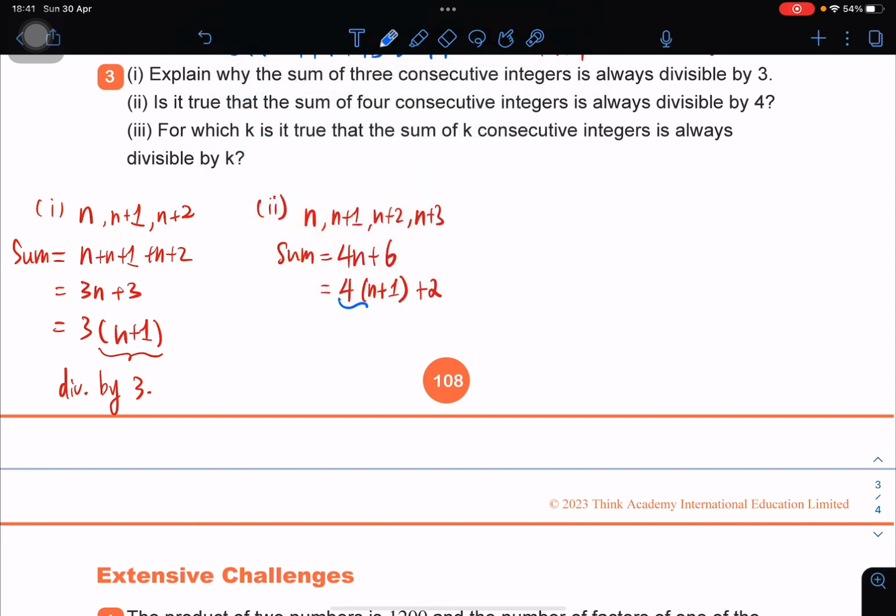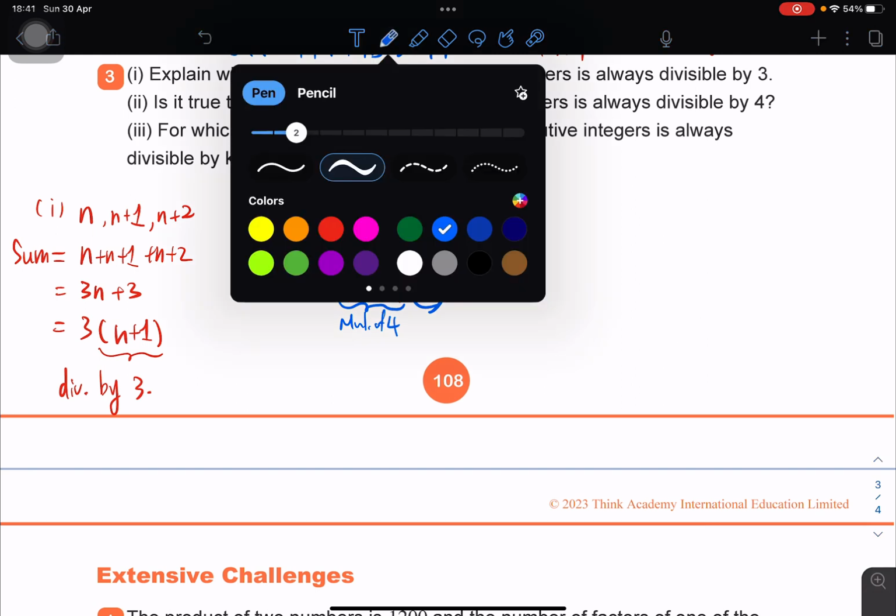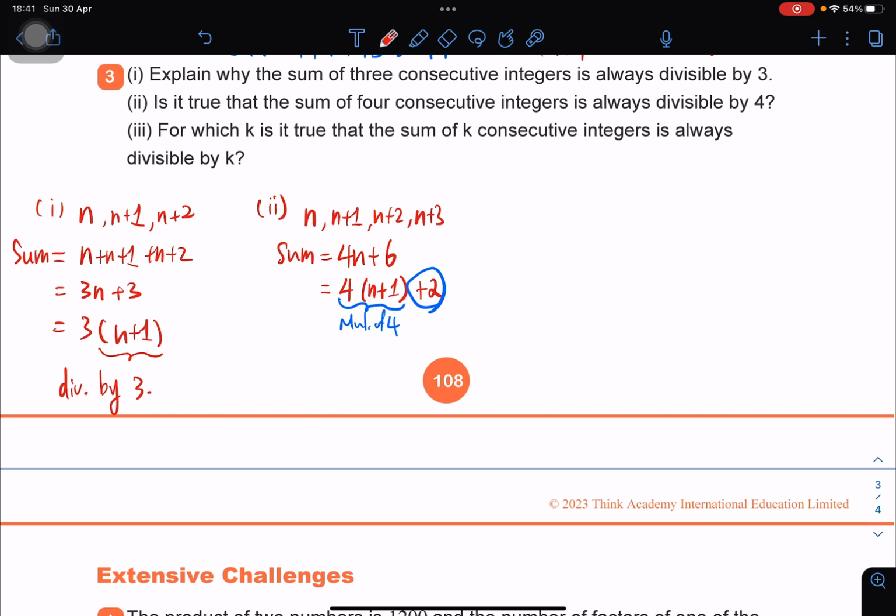So we can see that this is a multiple of 4, but the 2 singled out is not, which means that it is not true that the sum of 4 consecutive integers is always divisible by 4. And most likely it's not divisible by 4, right? For example, 1, 2, 3, and 4 add up to 10. It's not divisible by 4.